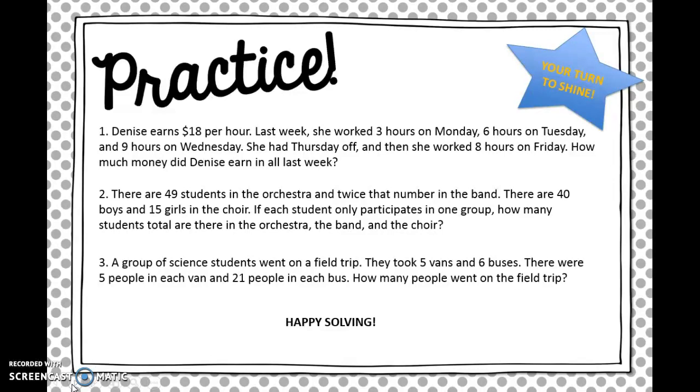Number 2, there are 49 students in the orchestra and twice that number in the band. There are 40 boys and 15 girls in the choir. If each student only participates in one group, how many students total are there in the orchestra, the band, and the choir? Pause the video while you complete problem number 2.